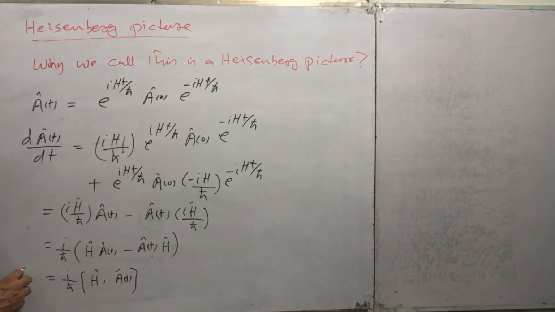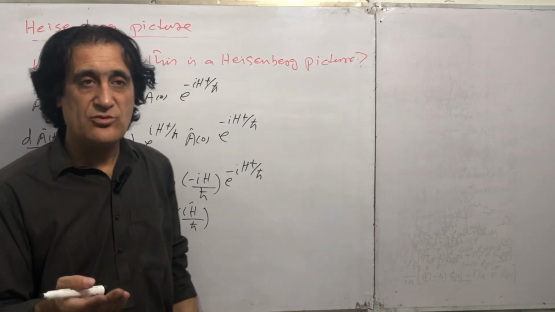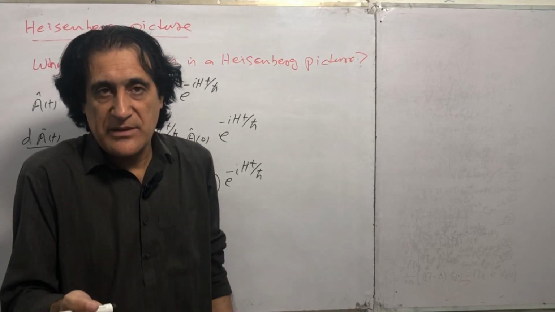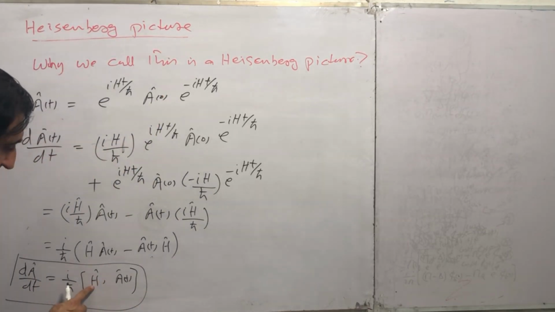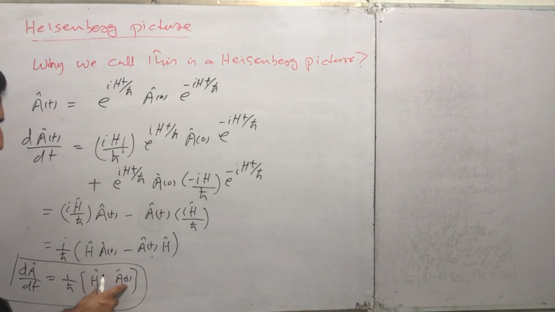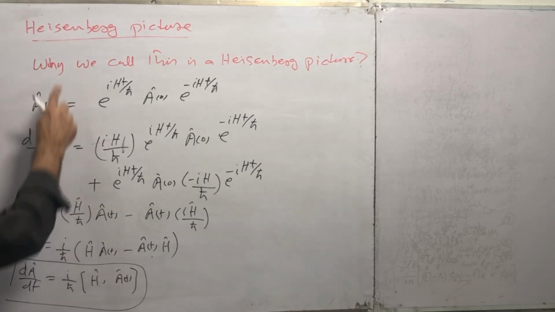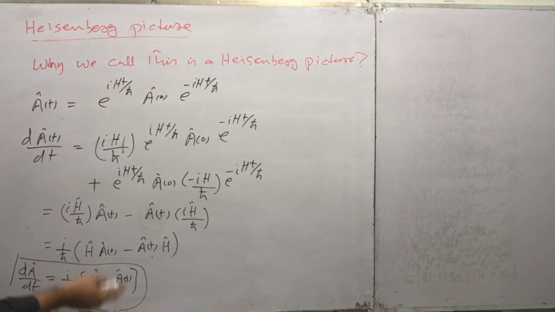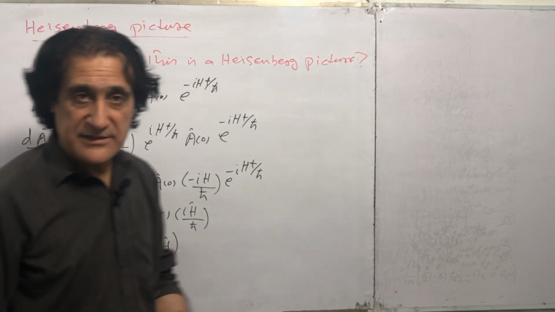So dA divided by dt is equal to this, and this is known as the Heisenberg uncertainty principle, because if the commutation of these two operators is equal to 0, then there is no uncertainty, and if this is not equal to 0, then there is some uncertainty between them. So this is why we call this the Heisenberg picture. So this is based on the Heisenberg uncertainty principle.